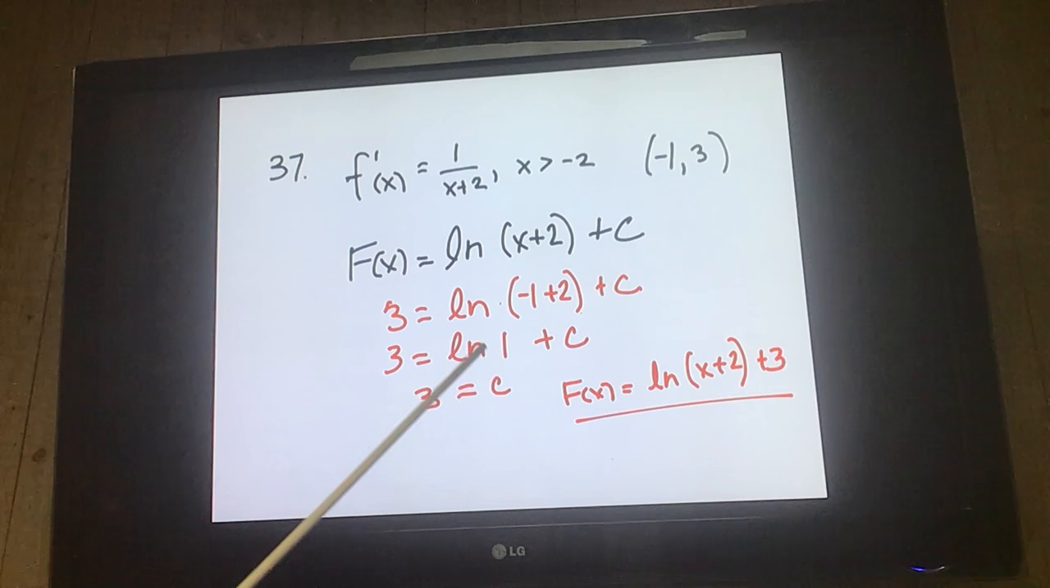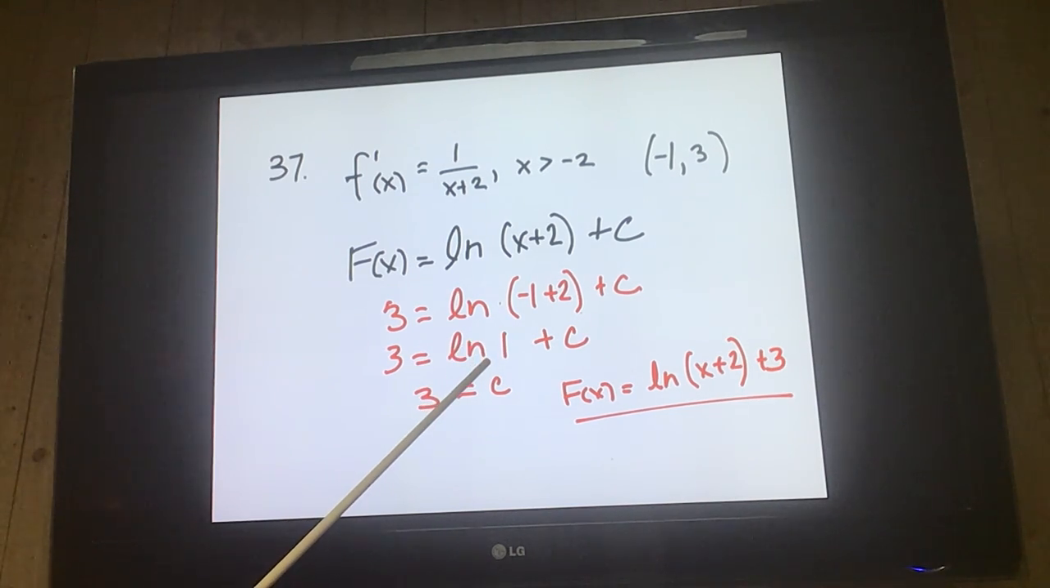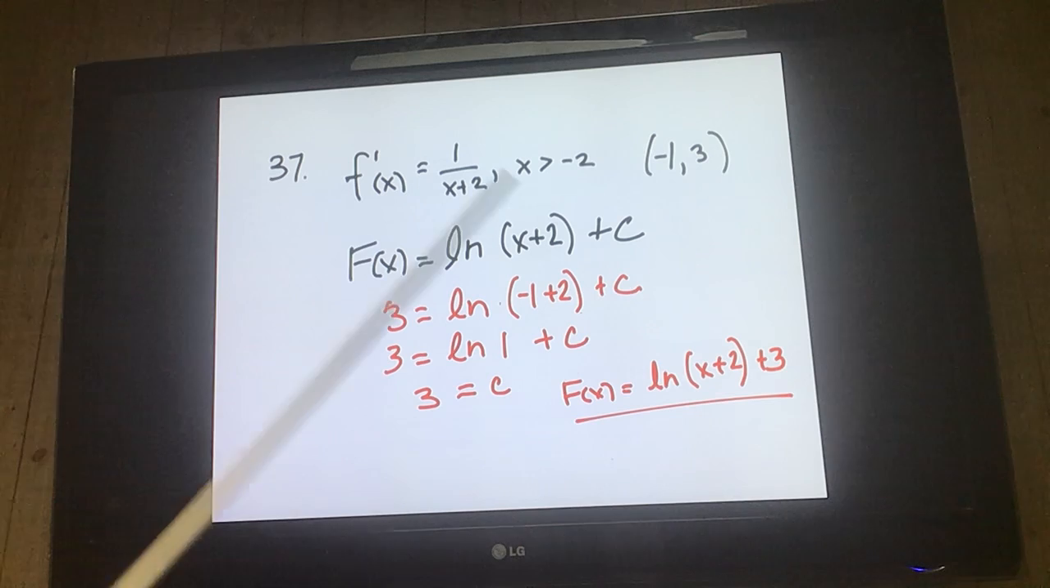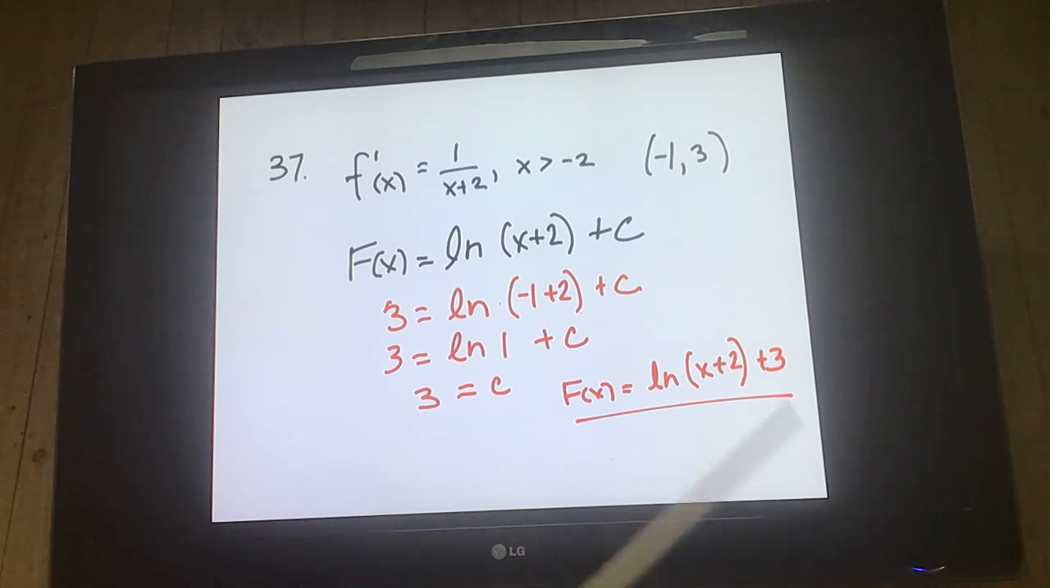Well, what do I take the derivative? What is the exponent of e that will give me 1? Well, that's 0. Log of 1 is 0. 0 plus c is c, so c equals 3. So here is my function. And if I took the derivative of this, I should get this. All right, x plus 2, the domain of x plus 2, it has to be greater than negative 2, because I can't take the logarithm of 0.